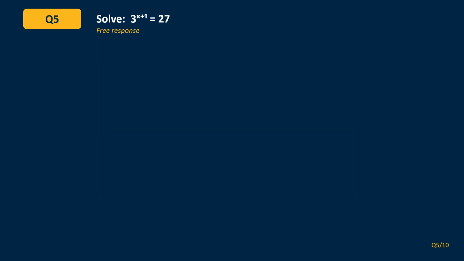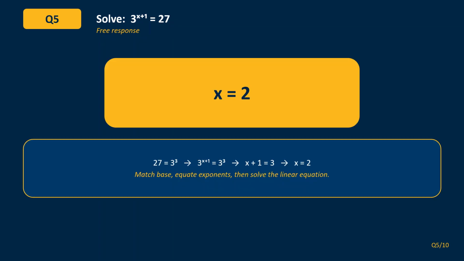Question 5. Free response. Solve the equation 3 to the quantity x plus 1 equals 27. Pause now to work through this problem. The answer is x equals 2.